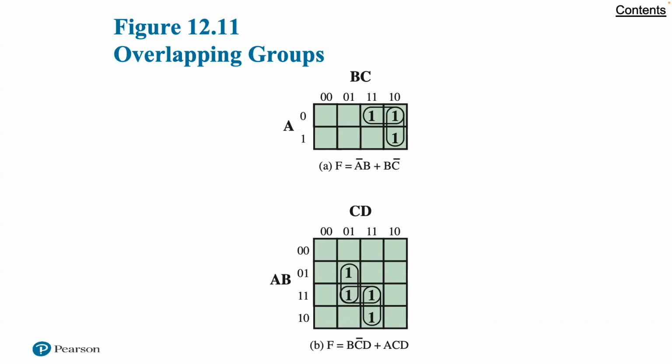Additional features of Carnot maps need to be mentioned. In some cases, certain combinations of values of variables never occur, and therefore the corresponding outputs never occur. These are referred to as don't care conditions. For each such condition, the letter D is entered into the corresponding square of the map. In doing the groupings and simplification, each D can be treated as a 1 or a 0, whichever leads to the simplest expression.